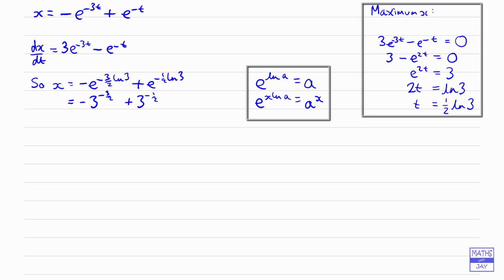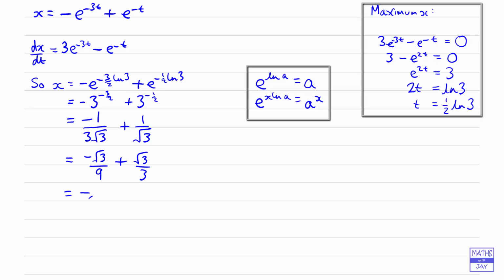Now it's probably easier if we write this without the negative powers, so we can think of the first number as minus 1 over, well, 3 to the 3 over 2 is 3 to the power of 1 and 3 to the power of a half, so that's 3 root 3, and the other one is simply 1 over root 3. And then if we multiply top and bottom of those fractions by root 3, then we're going to get minus root 3 over 9 for the first one, and root 3 over 3 for the second one.